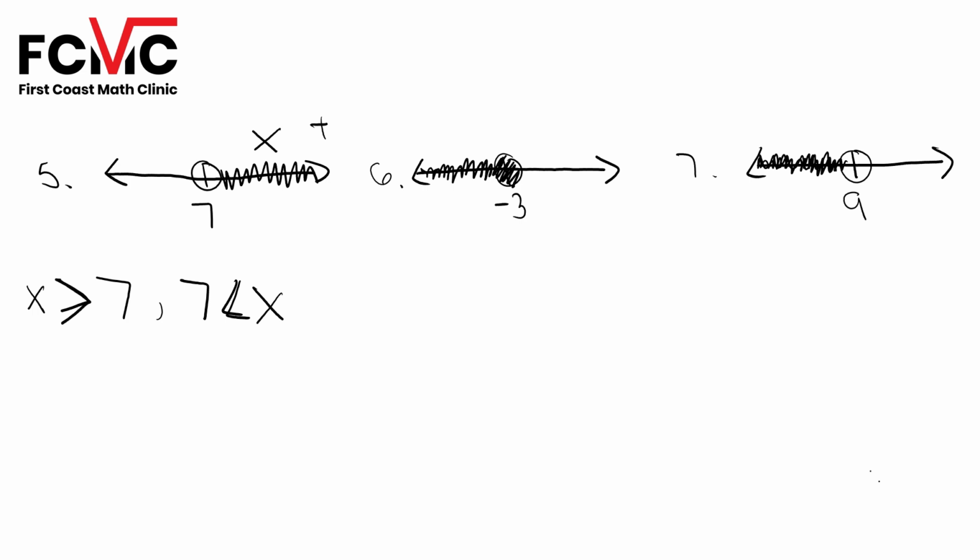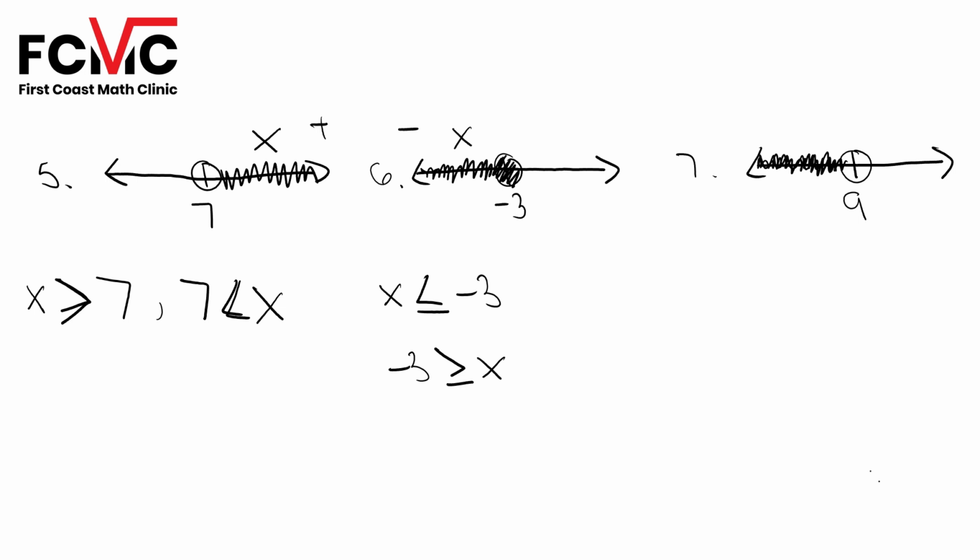For number 6, we've got a closed circle at negative 3, and we're shading to the left. So the value of our variable x is going to be smaller than our number. So we can have x is less than or equal to negative 3. Since we have a closed circle, we want to have less than or equal to. We could also write this as negative 3 is greater than or equal to x.